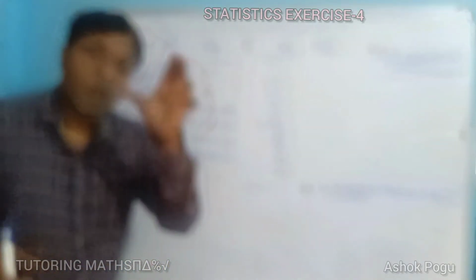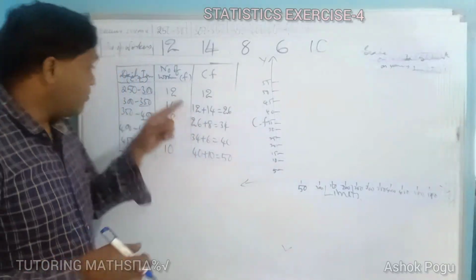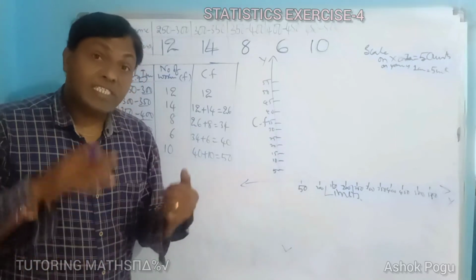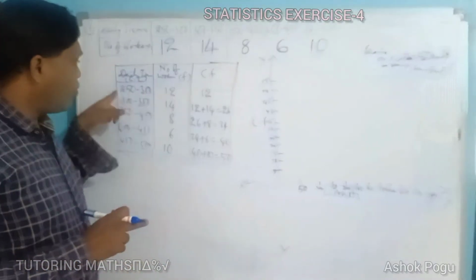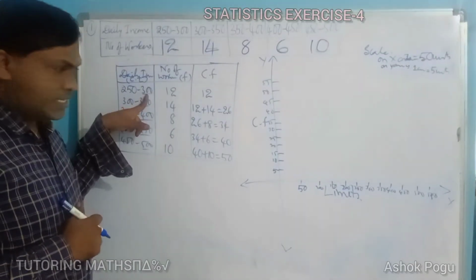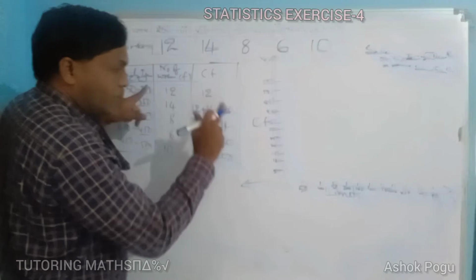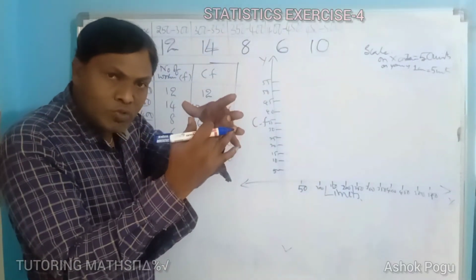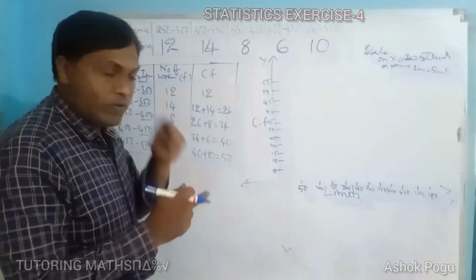Now we have to plot the points. What are the points? Check the limits, first limit. The very first limit is the upper boundary. What do I say? On the x-axis, the upper boundary should be plotted. What is the upper boundary of this class? 300. For 300, what is the cumulative frequency? 12. 300 and 12. Both the lines come together, they meet, as perpendicular lines from 300 and 12.